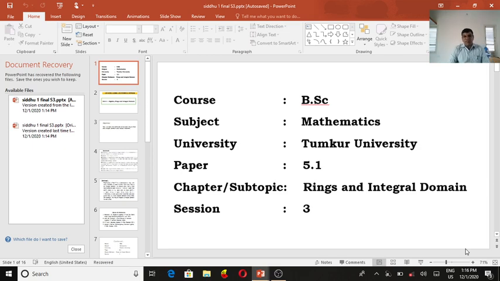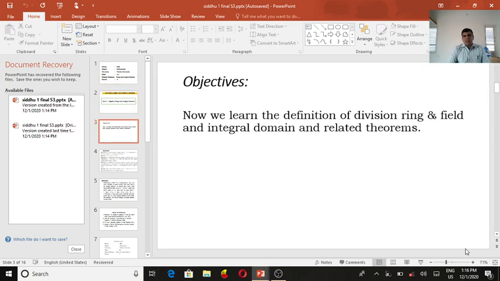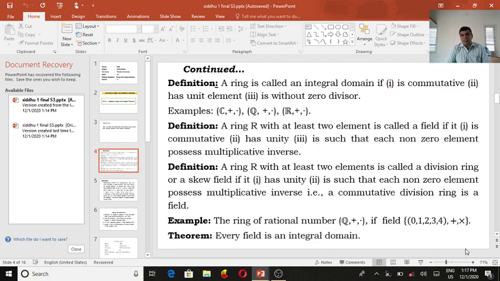So, coming to session 3. We already know the definitions of integral domain, zero divisors, and without zero divisors, and the properties of a ring and examples. Now, some examples, definitions of a ring and properties of a ring. We come to the definitions.